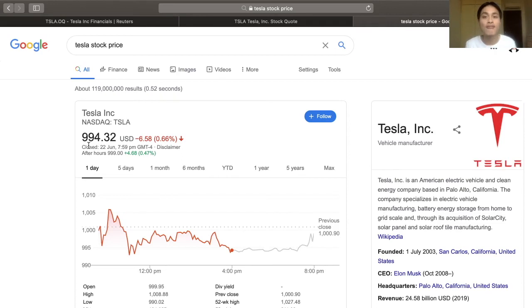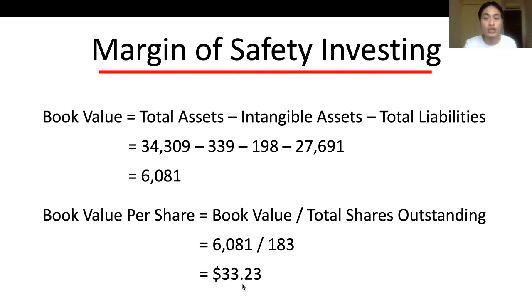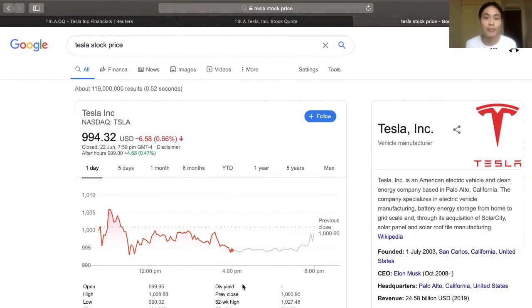Remember, the formula for margin of safety is taking the intrinsic value of a company minus its current stock price. We have determined the intrinsic value of Tesla using the book value formula, which is $33.23, and the current stock price, which is $994. You would have arrived at a negative value for the margin of safety.